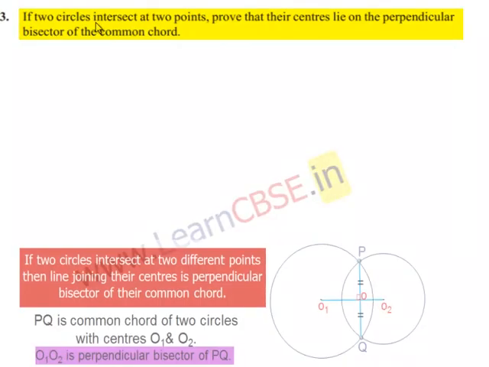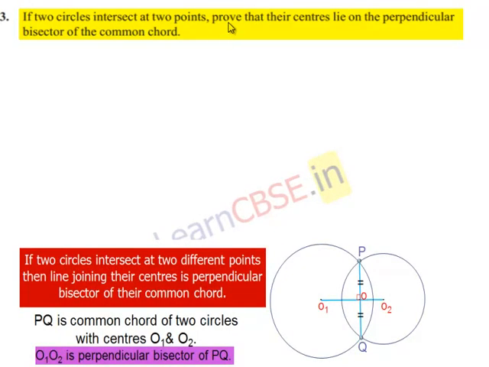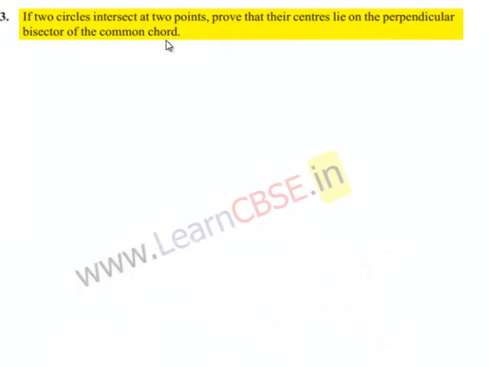Moving on to the third question. If two circles intersect at 2 points, prove that their centers lie on the perpendicular bisector of the common chord. Now moving on to the solution.